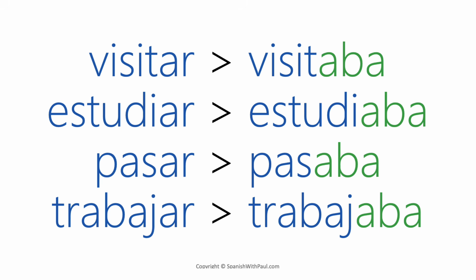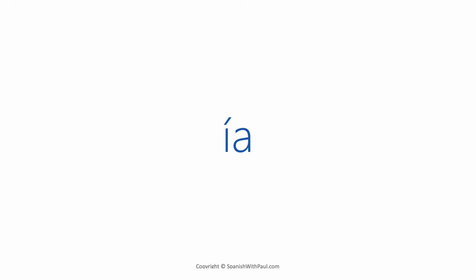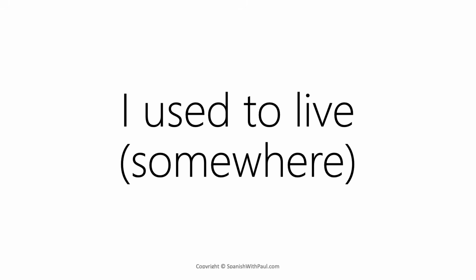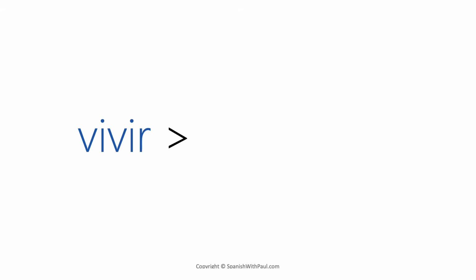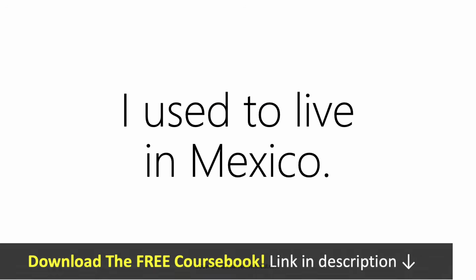Now I'd like to switch over to the sound of ia, and this is used with verbs that end in ir or er. For example, the verb to live. This would be vivir. Now, if you wanted to express I used to live, meaning somewhere, you would take the sound of vivir and it becomes vivía. So here you have that ia sound, vivía, I used to live. How would you say I used to live in Mexico?